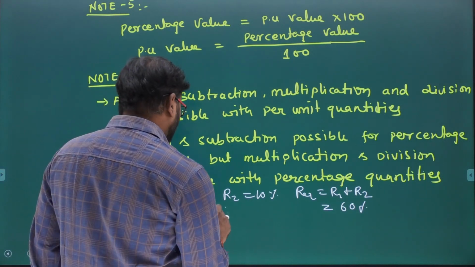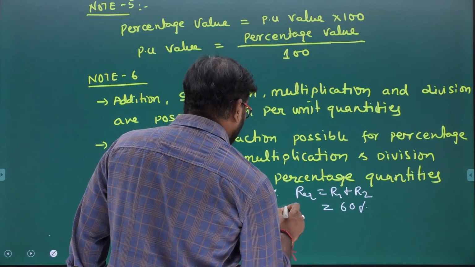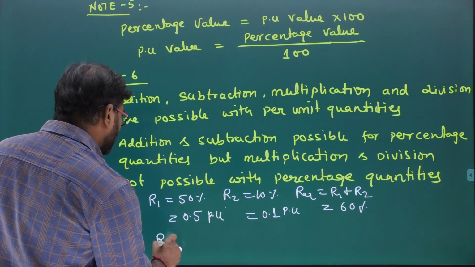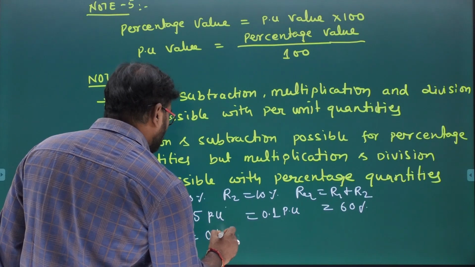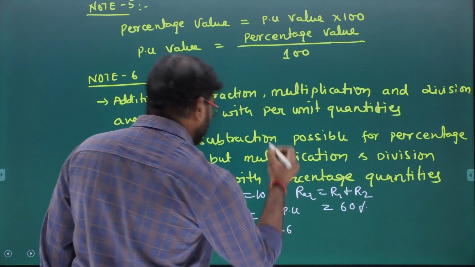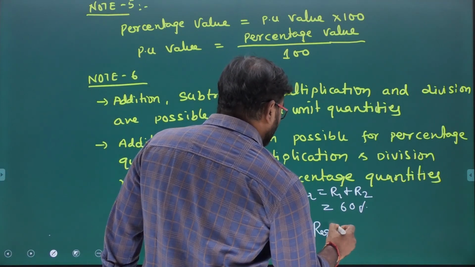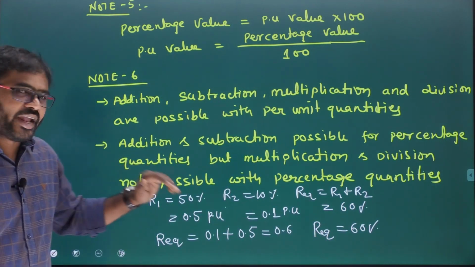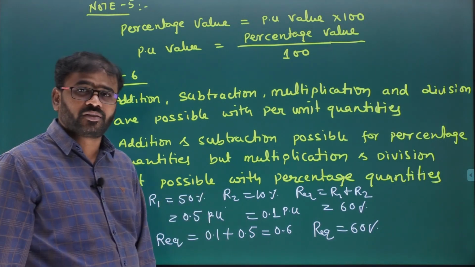0.5 per unit. What is R2 per unit? 0.1 per unit. Okay. Now tell me, what is R equivalent in per unit? 0.1 plus 0.5, which is 0.6. Now tell me, what is R equivalent in percentage? Just multiply with 100. So we get 60 percentage. We can do the addition operation, similarly subtraction also, on percentage numbers.